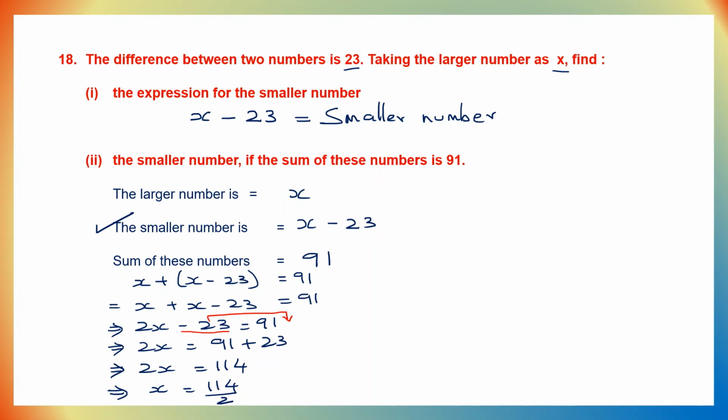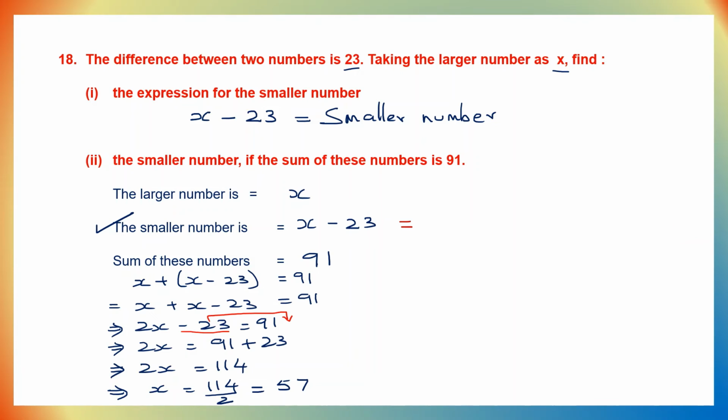So let's divide 114 by 2. 2 5s are 10, minus, 14. 2 7s are 14. So here we've got our answer. x is equal to 57.